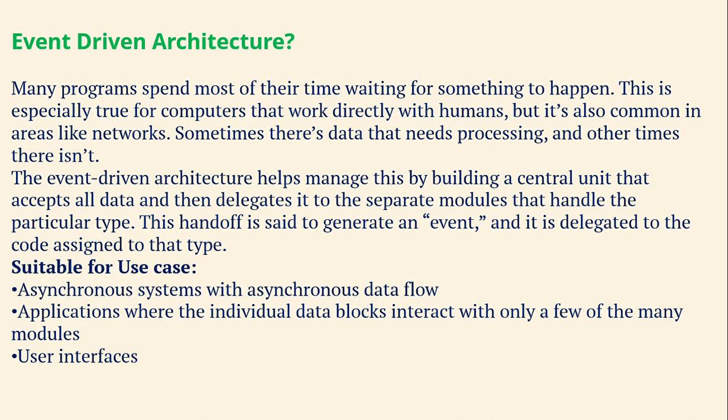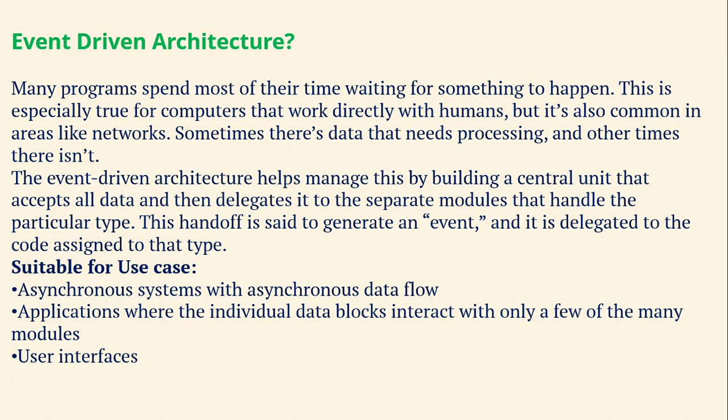Now, what is event-driven architecture? This is the first architecture that we'll look at today. Many programs spend most of their time waiting for something to happen. This is especially true for computers that work directly with humans, but it is also common in areas like networks. Sometimes there is data that needs processing and at other times there is not. Event-driven architecture helps to manage this by building a central unit that accepts all the data and then delegates it to the separate modules that handle that particular type. This hand-off is said to generate an event, and it is delegated to the code assigned to that type.